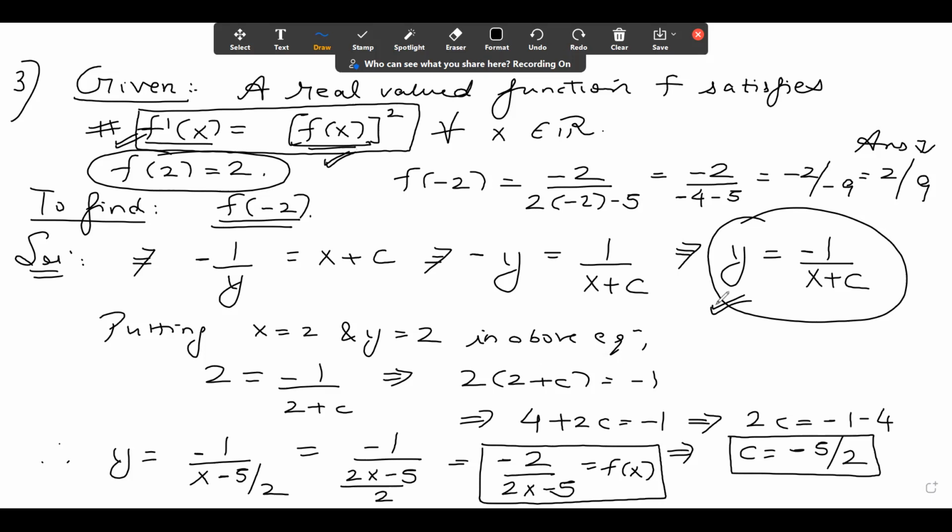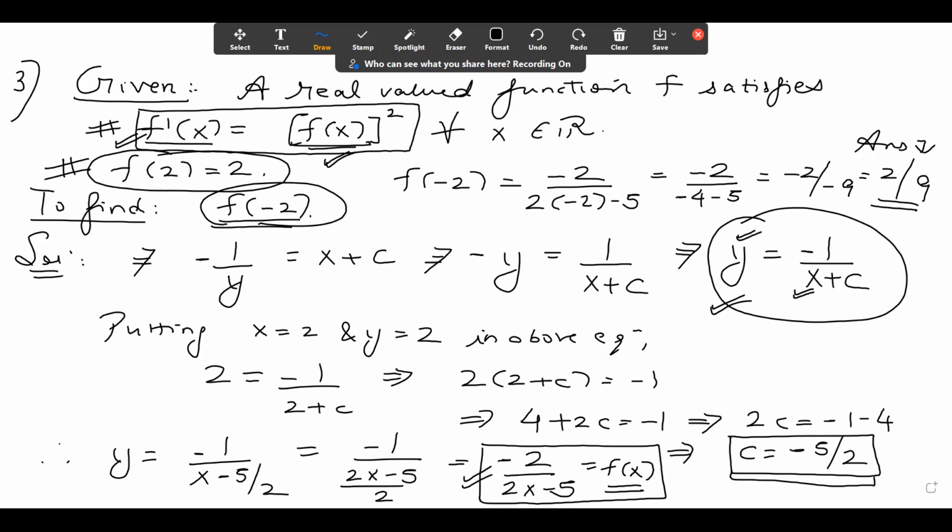Okay, then we use the information given to us that f of 2 is equal to 2. That means if I put y as 2 and x as 2 and I solve for c, I get c as -5/2. I put back the value of c as -5/2 in the expression for f of x. I get f of x as -2 upon 2x minus 5, and I put the value of x as -2 because we need to find out f of -2. I get f of -2 as 2/9.